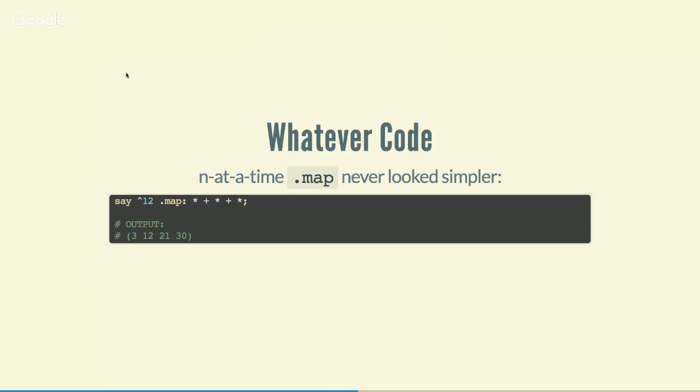Now you can also, and it's not specific to whatever code, you can also use those $caret inside the block, and if you use more than one in things like map or grab, it will actually use more than one item at a time. So here we're mapping over 12 items, but our output is only 4 items because we use 3 arguments at a time.